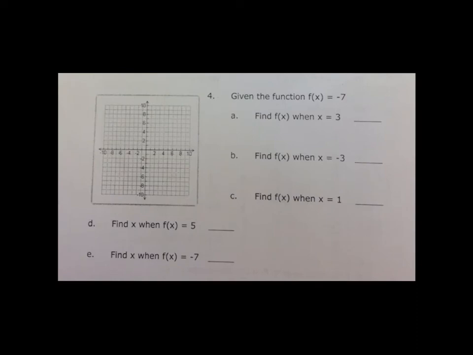I would like you to pause right now, and I would like you to graph this function. What does it look like if I'm given f of x equals -7? If you graphed a horizontal line across -7, you would be right. So what happens if I want to find out when x equals 3?